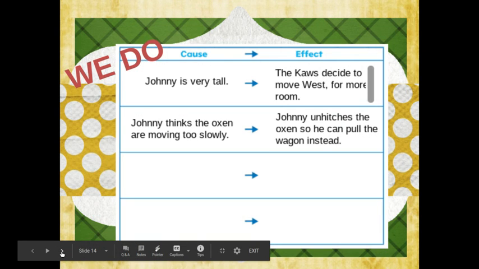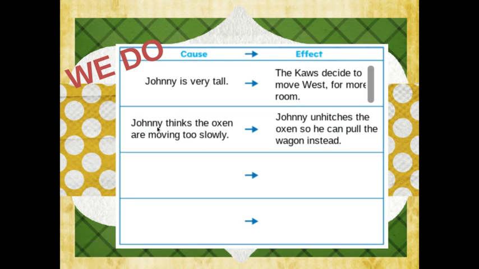So on my chart, I'm going to say the cause here is Johnny thinks the oxen are moving too slowly. The effect of him thinking that is he unhitches the oxen so that he can pull the wagon instead. So the oxen aren't pulling fast enough for his liking, so he pulls the wagon instead and carries the oxen on his shoulder at the same time.